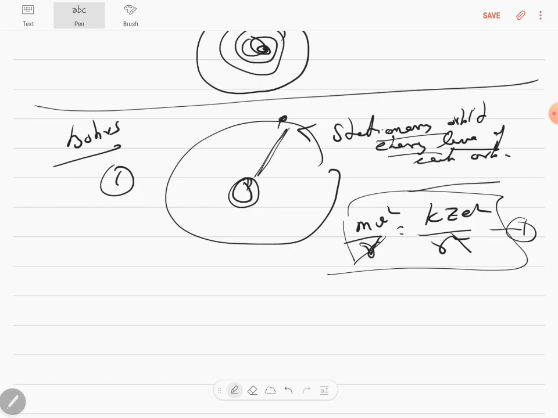So this is the first postulate. What is the first postulate? The electrons are revolving around the nucleus in a stationary orbital, so that it doesn't radiate energy. So the centripetal force is equal to the force of attraction. Are you clear? That's the first postulate.